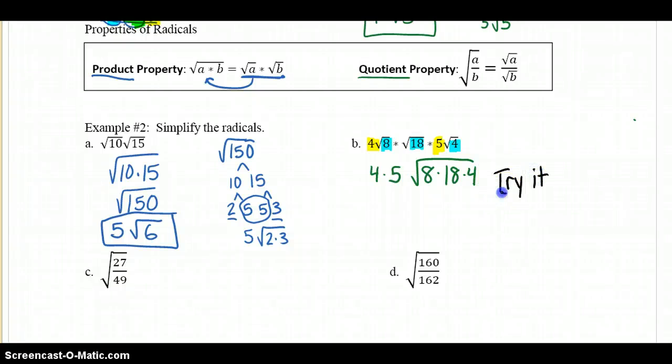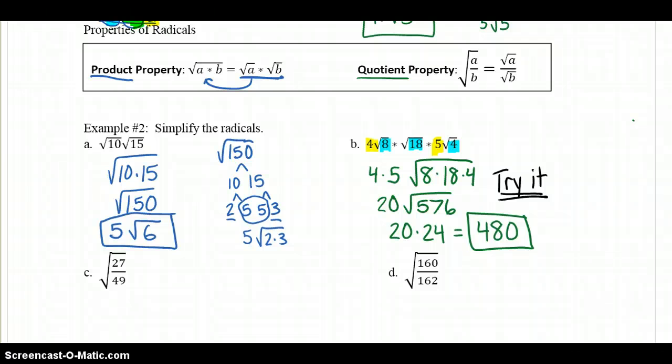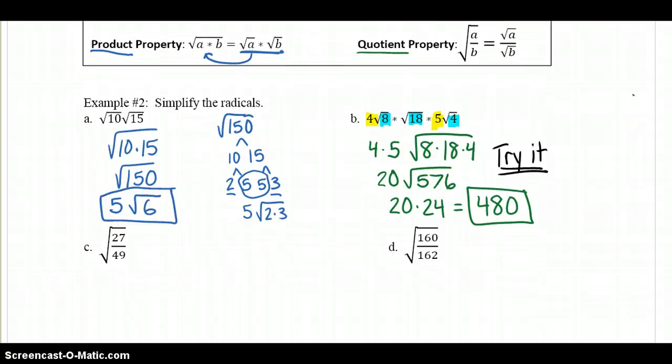Pause the video to make sure you did it correctly. Okay, pause it right now and try it. Alright, well hopefully you tried it and you should have gotten 480. That number underneath the radical ended up being a perfect square, which gave us that answer. Okay, if you didn't get it, go back and check your work, see where you went wrong.